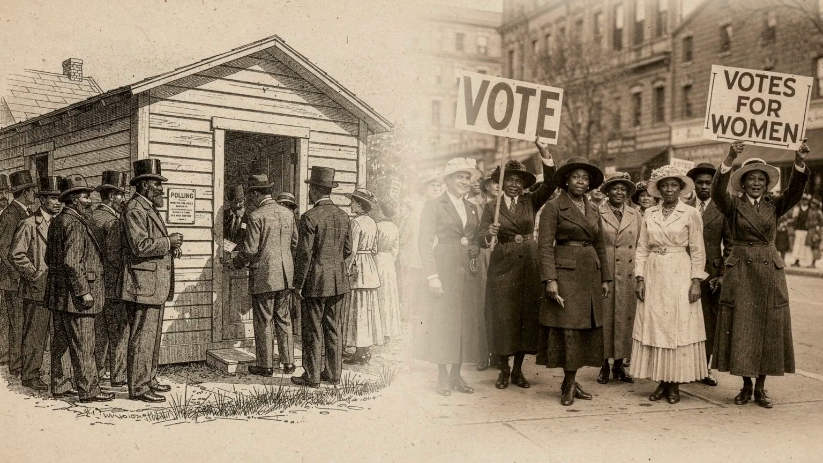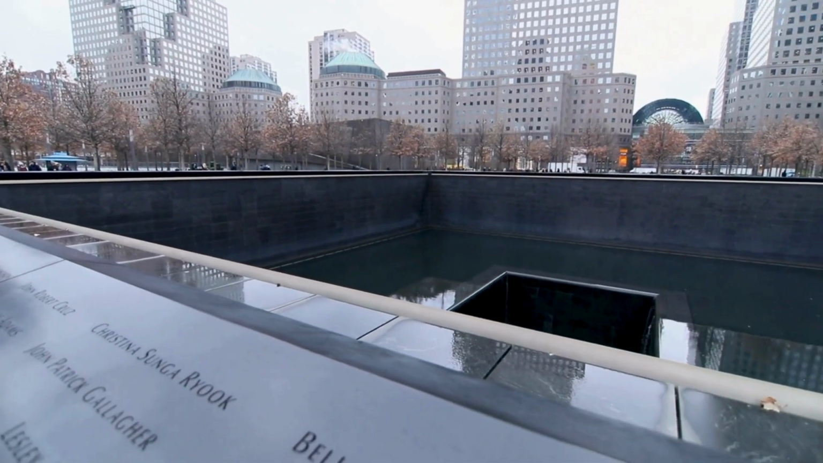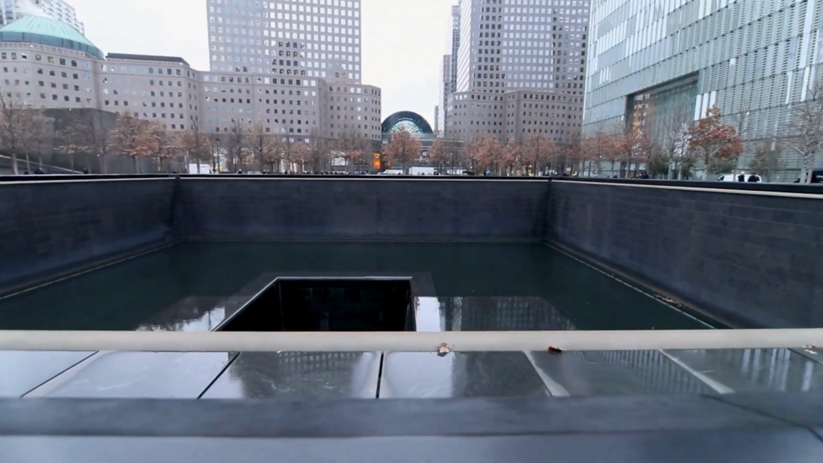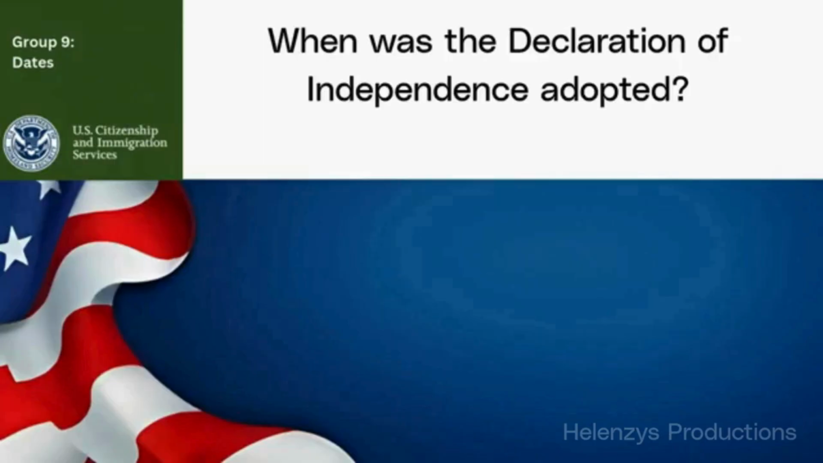Voting rights were expanded with the 15th Amendment in 1870 for all men, and the 19th Amendment in 1920 for all women. The Great Depression started with the stock market crash in 1929. Finally, we study the events of September 11, 2001, when terrorists attacked the United States. Study these dates carefully to prepare for your test. Let's begin Group 9. When was the Declaration of Independence adopted?